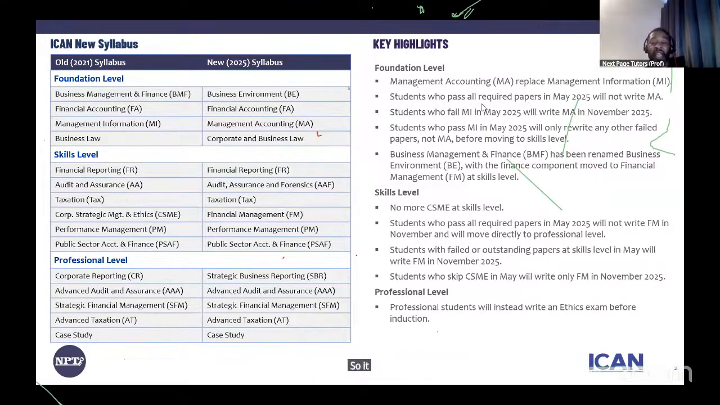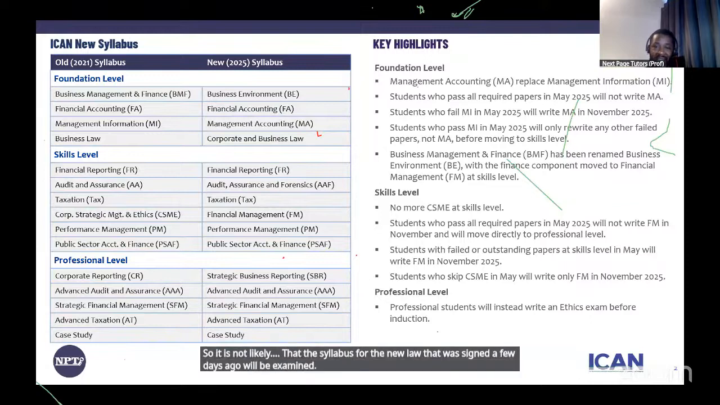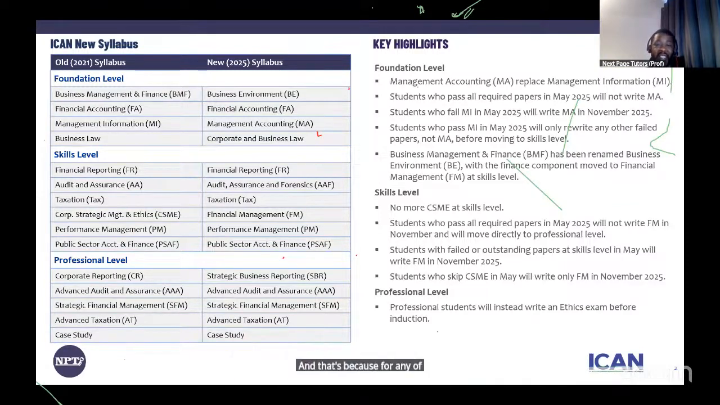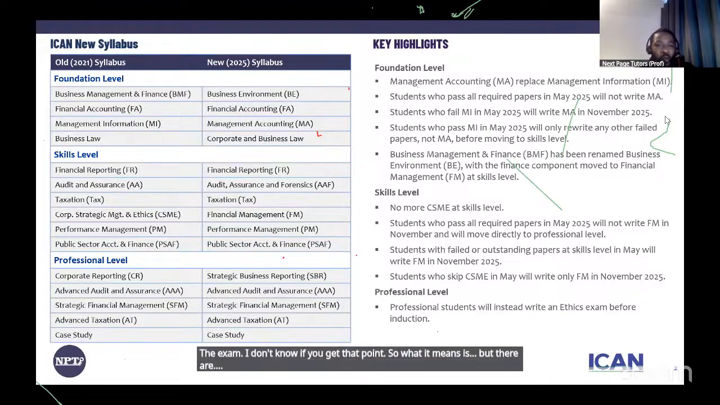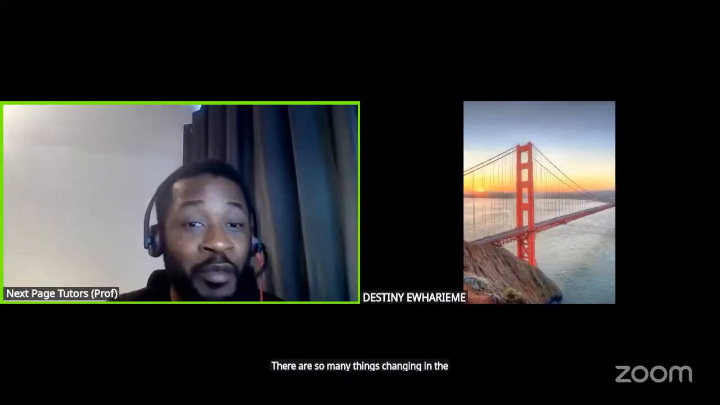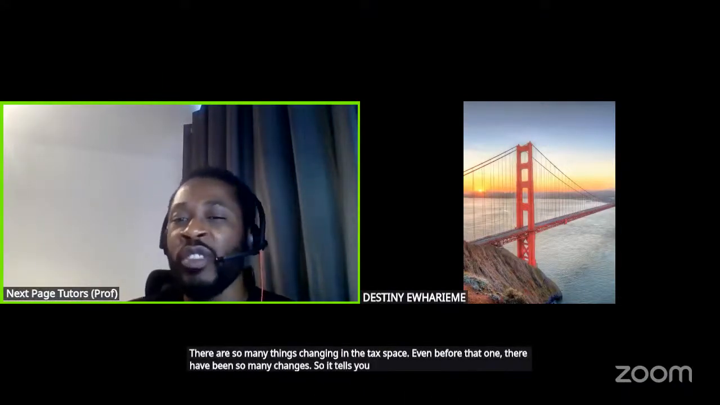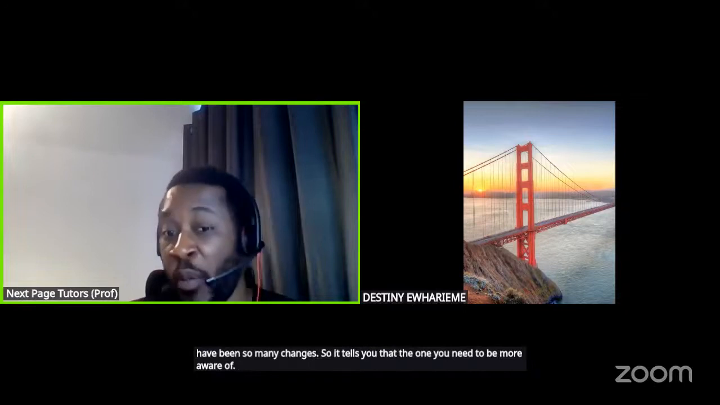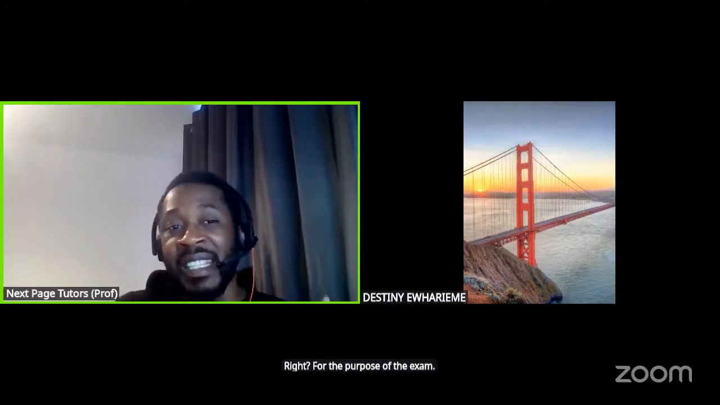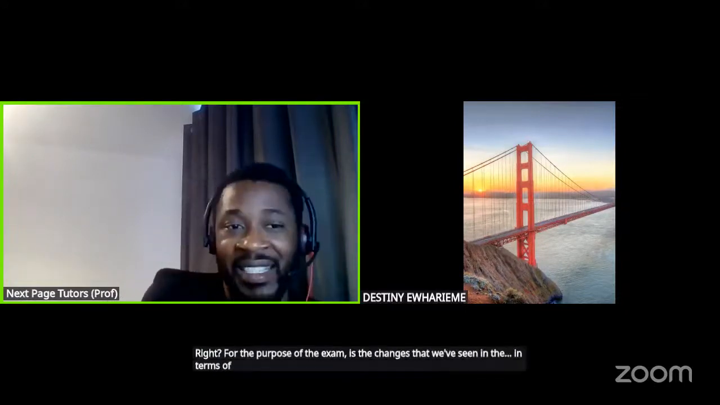It is not likely that the new law that was signed a few days ago will be examined. That's because for any of this to be examined, it needs to have been released 6 months before the exam. I don't know if you get that point. But there are so many things changing in the tax space, even before that one, there have been so many changes. So the one you need to be more aware of, for the purpose of the exam, is the changes that we've seen in terms of the finance acts.